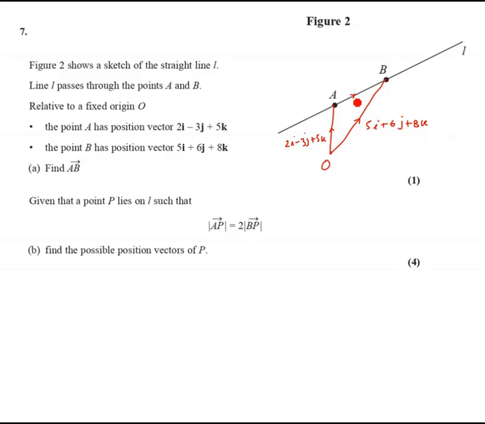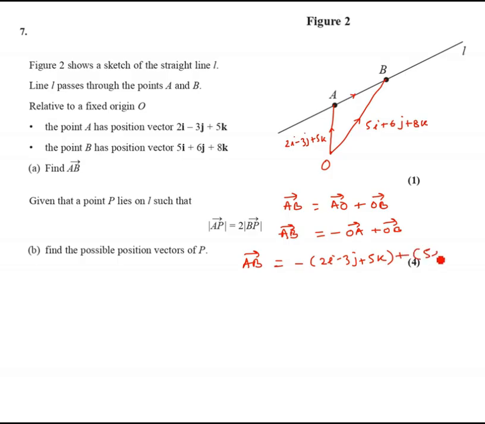Now we need to find out the AB vector. So we'll use the triangle of vector addition. So you can write AB vector, starting at A and pointing towards B. To go from A to B, we will go from A to O, so it will be AO vector plus OB vector. Now AO vector will be the same as minus OA vector plus OB vector. Now if we just add them, AB vector will be minus of 2i minus 3j plus 5k, plus OB, which is 5i plus 6j plus 8k.